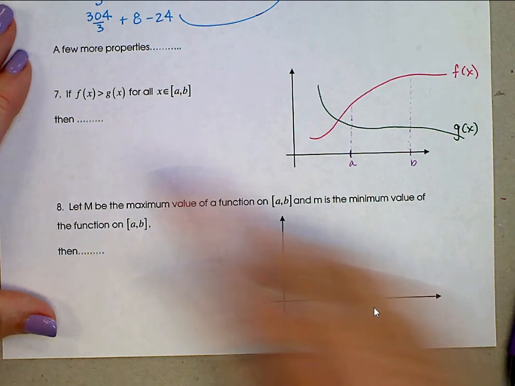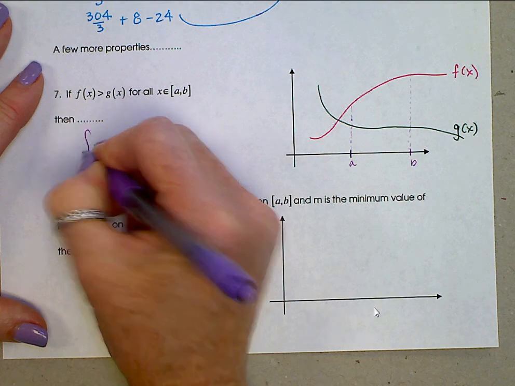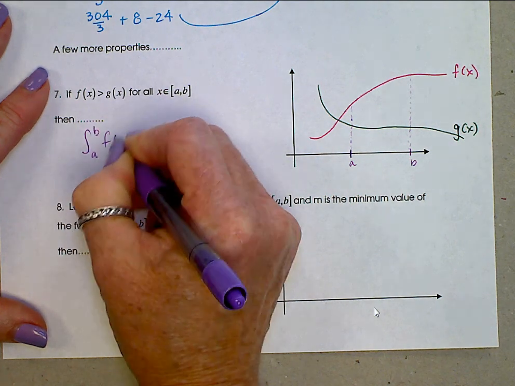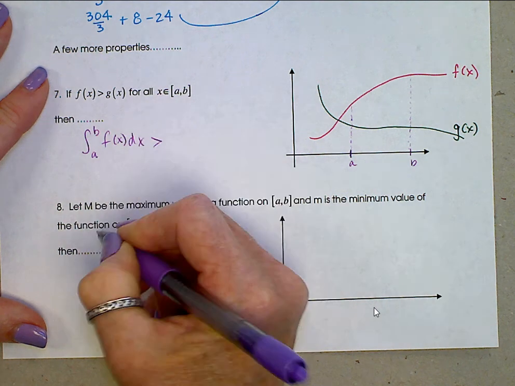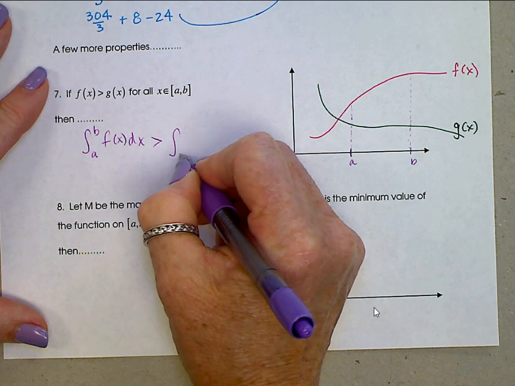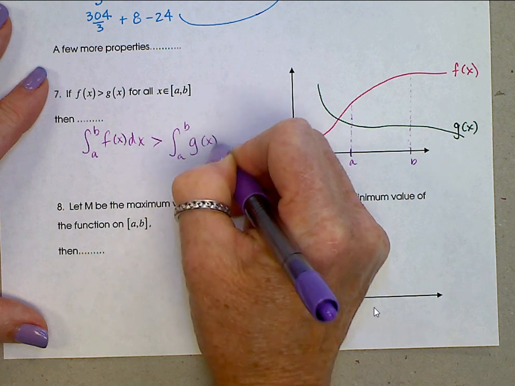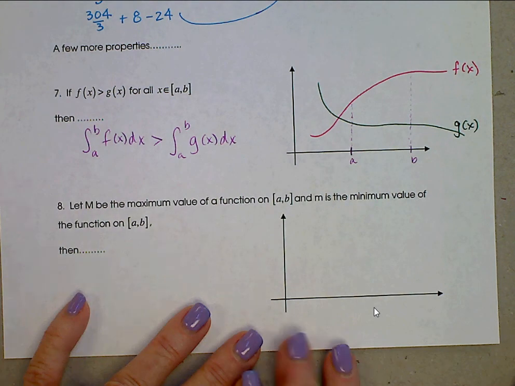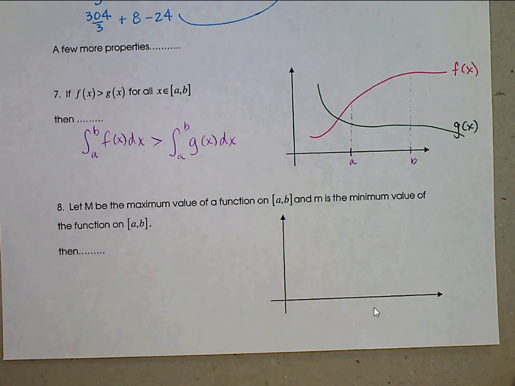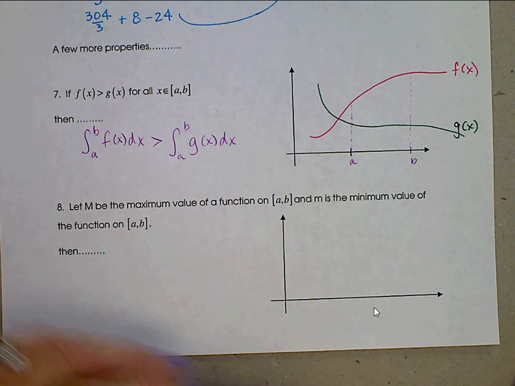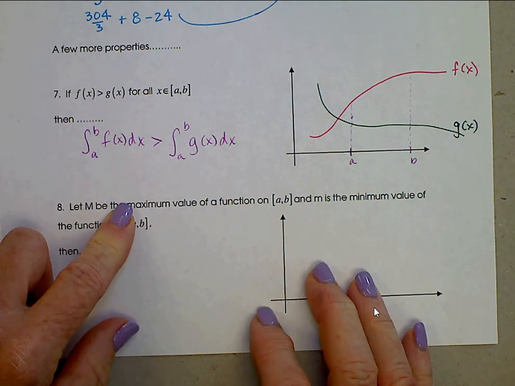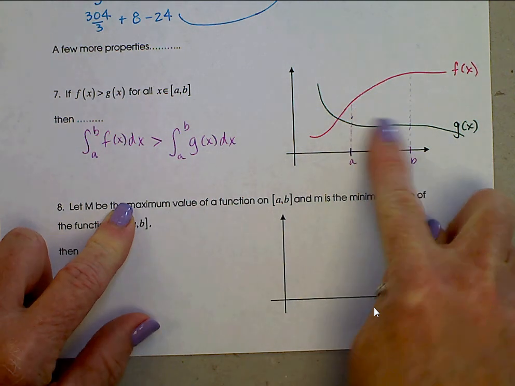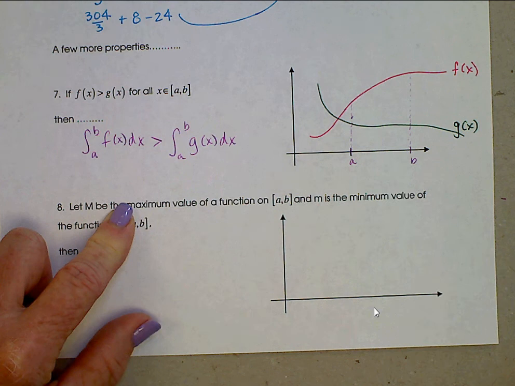And looking at this then, we can say that the integral from a to b of f of x dx is greater than the integral from a to b of g of x dx. This is like one of those theorems that you used to get in geometry, something like perpendicular lines form right angles. And you look at it and go, yeah, so? Well, this is one of those things as well. If f of x is larger than g of x, then clearly the area underneath f of x is larger than the area underneath g of x.